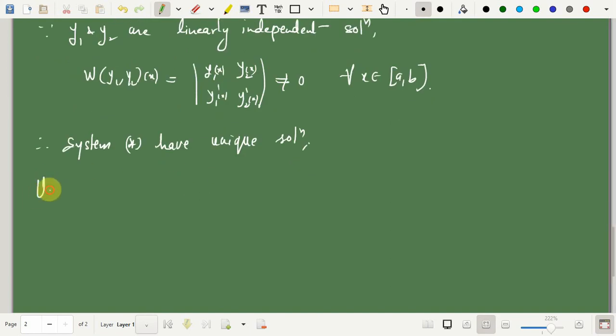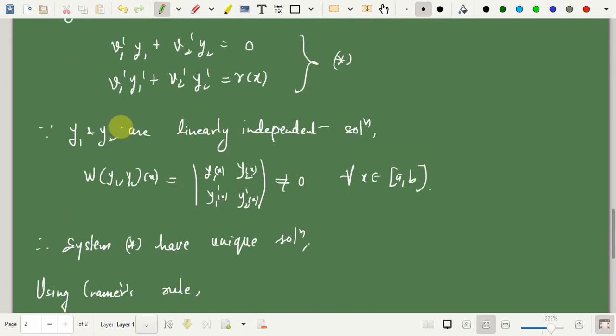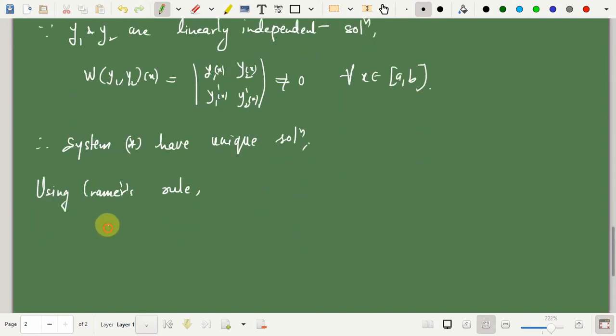So using Cramer's rule, the first unknown is v1 prime, so we would determine v1 prime, or you can even use the elimination technique.